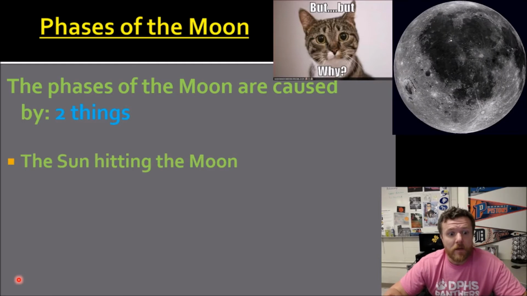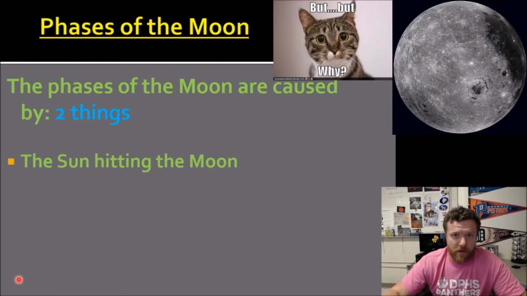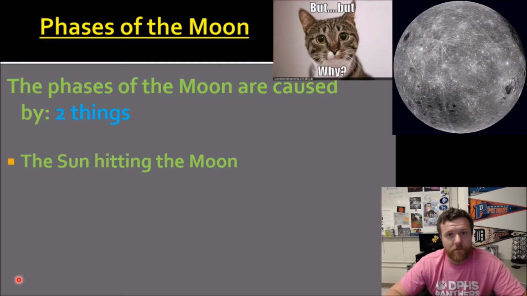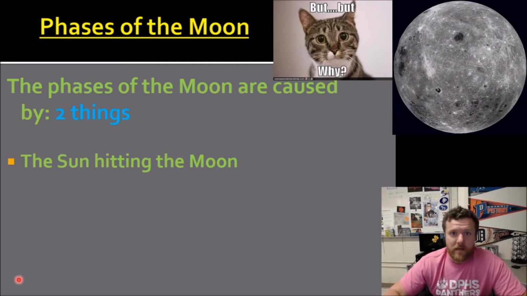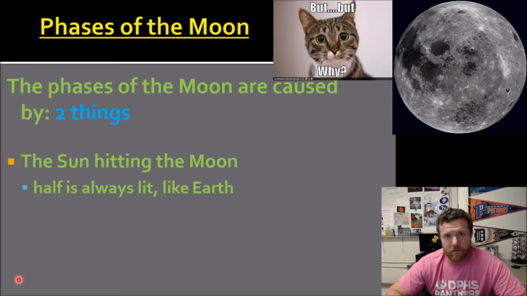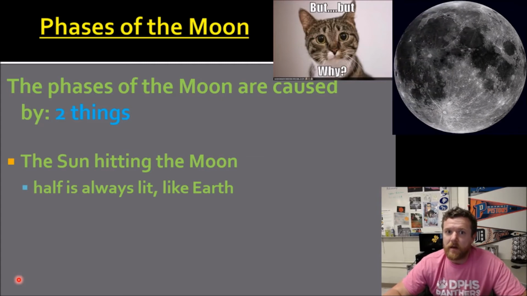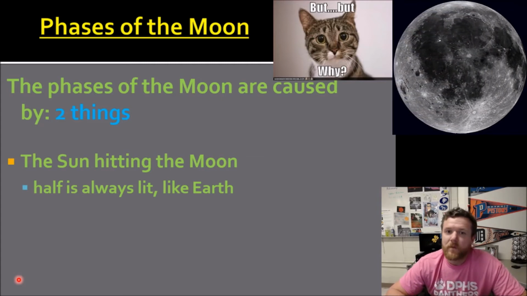All right, the first one is that the sun is the only thing lighting up the moon. The moon does not create any of its own light. It's only reflecting light. The sun is always hitting the moon, and half of the moon is always lit up, just like Earth. On Earth, you have daytime and nighttime. The side of Earth that's facing the sun is lit up. The side that's not is dark. The moon is the same way.